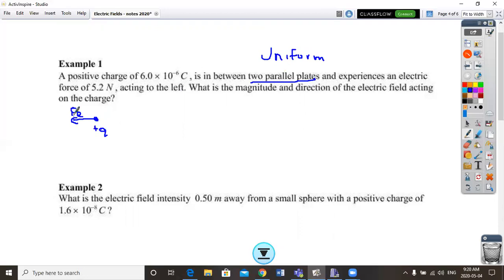But how about the direction? Remember in grade 11 we learned that positive charges experience an electric force parallel to the field. So the field arrow must be going to the left. If this was a negative charge experiencing a force to the left, then the E would be to the right. But because it's a positive Q, E is parallel to Fe. Okay, so now it's just a matter of calculating the force.